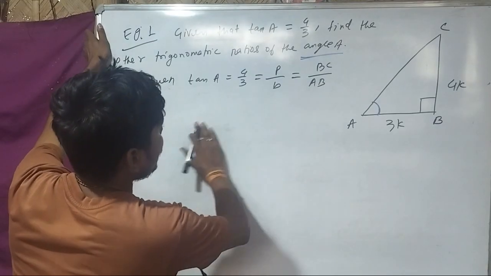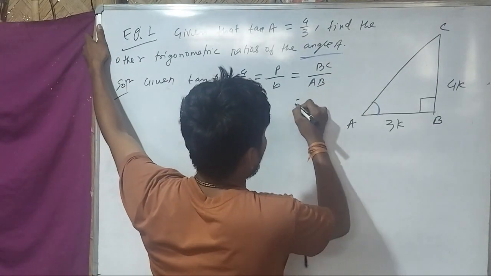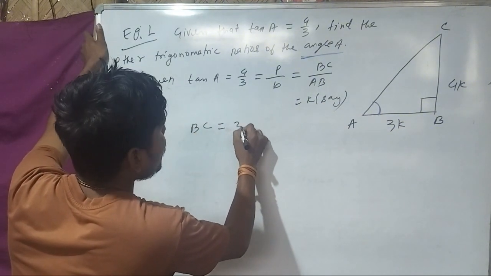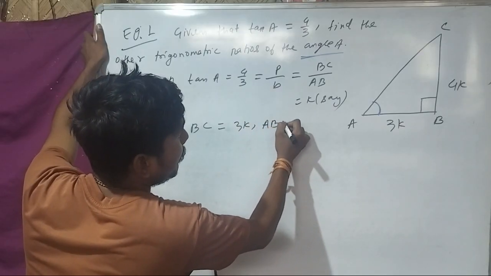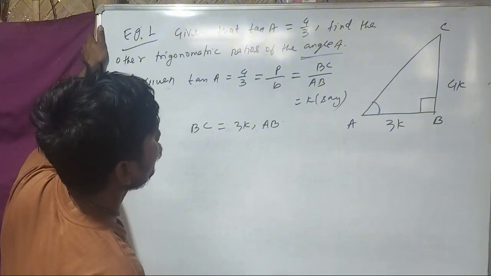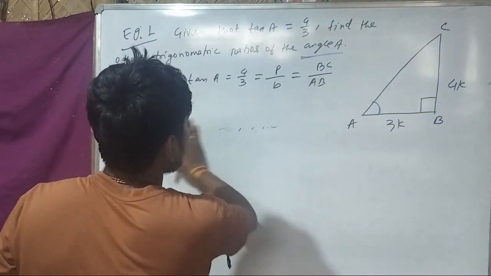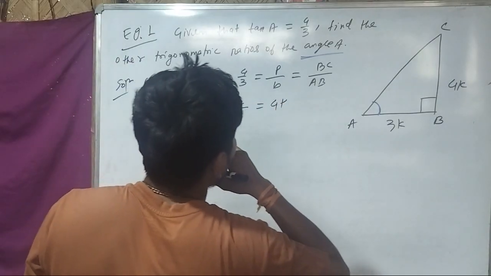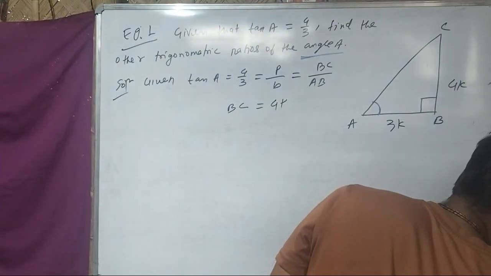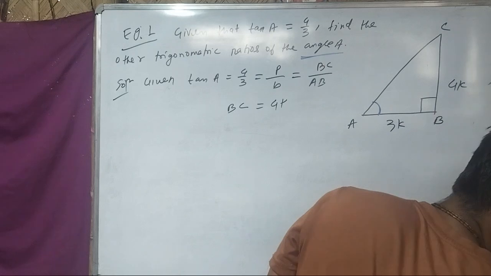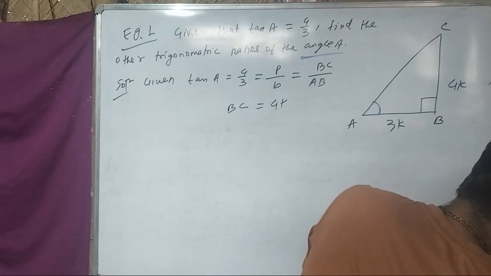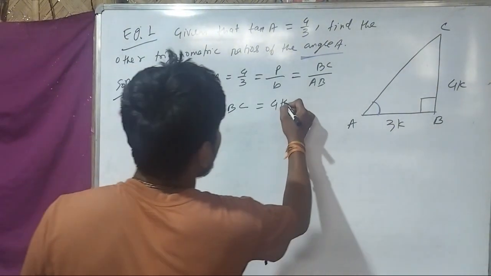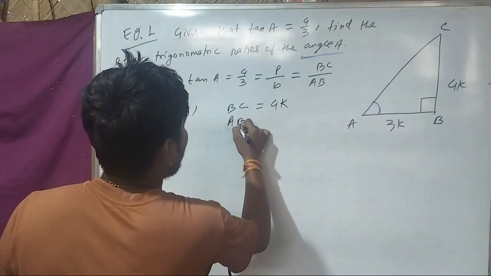It is already given in the diagram. Let BC equal 4K and AB equal 3K.